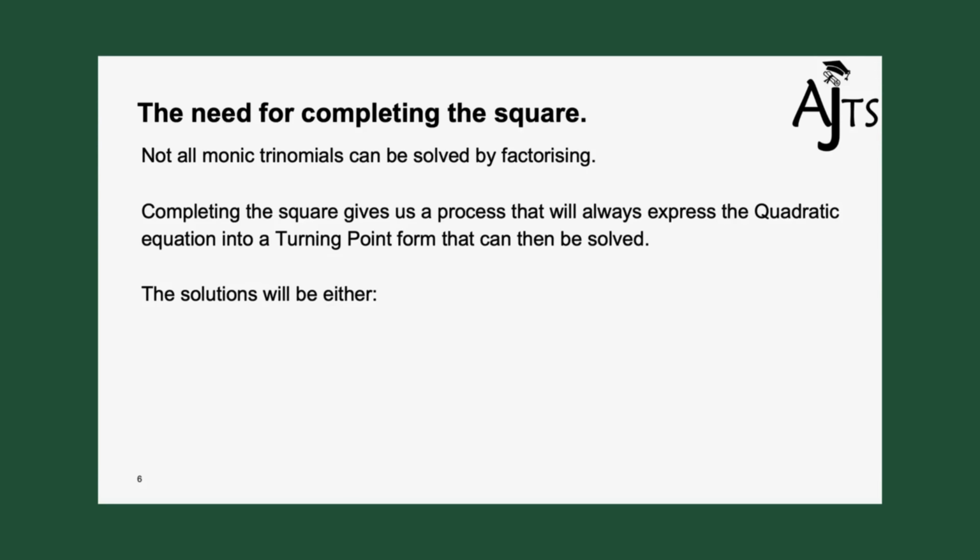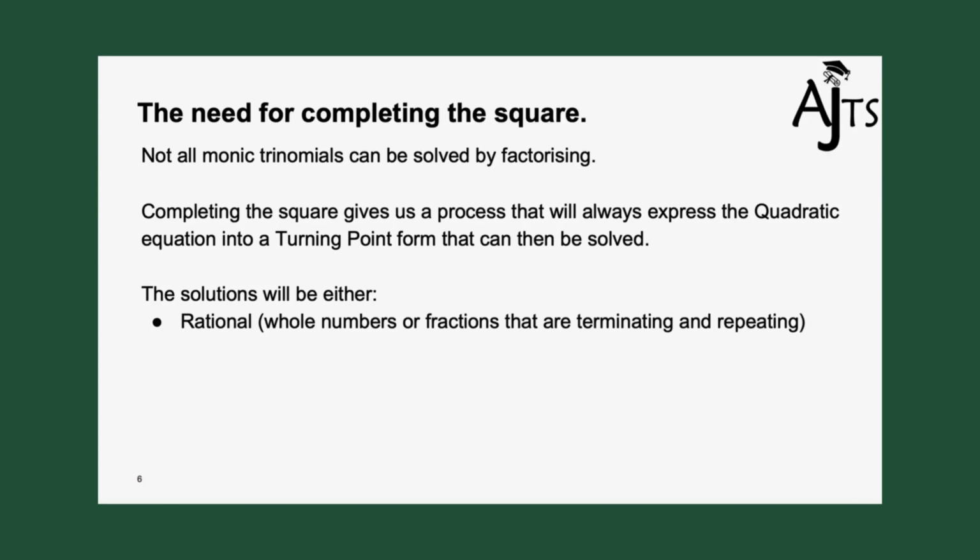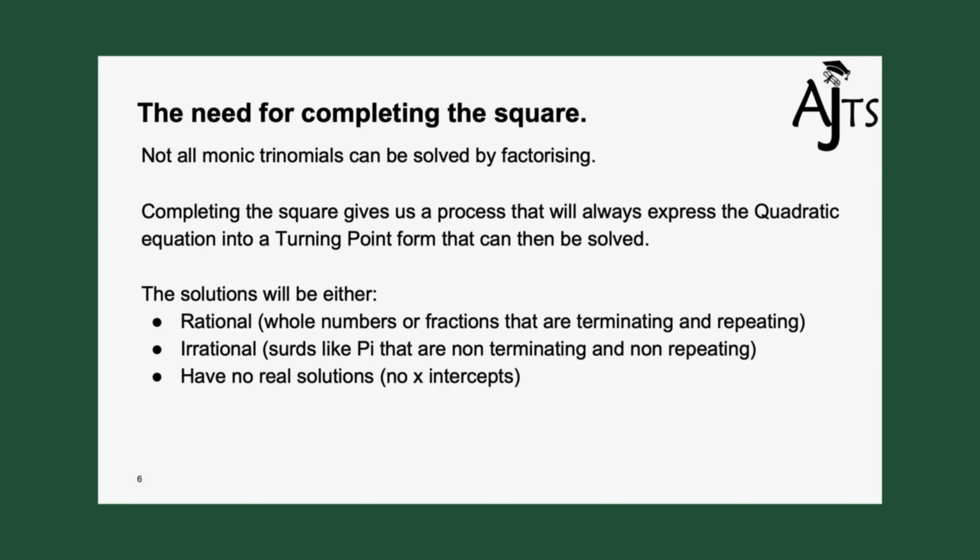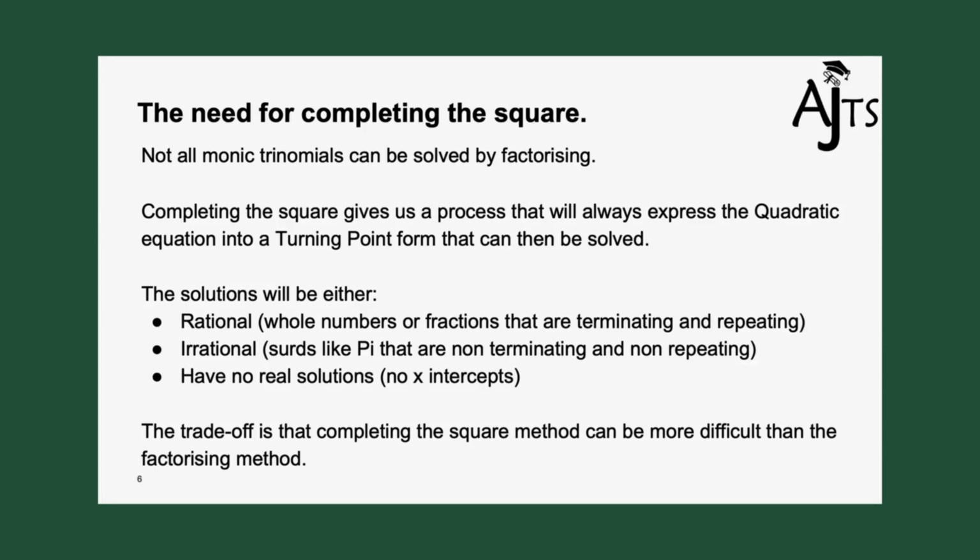Using the method of completing the square, the solutions to a monic or non-monic quadratic equation may be: 1. Rational, where the solutions, which are x-intercepts, are in the form of whole numbers or fractions that are terminating or repeating. 2. Irrational, solutions that are non-terminating, non-repeating numbers involving surds, such as square root 2 or pi. 3. Have no real solutions, where the graph has no x-intercepts.